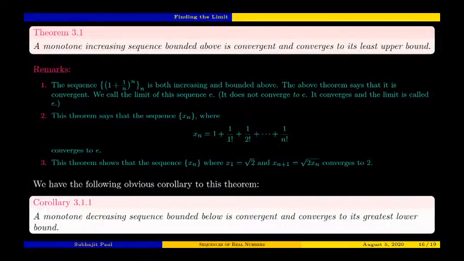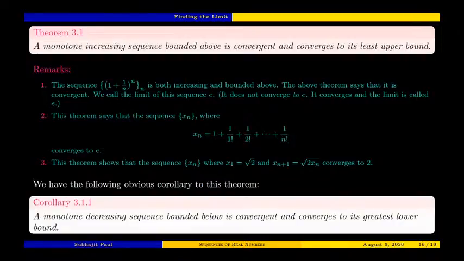So we have the following result for monotone sequences. A monotone increasing sequence bounded above is convergent and converges to its least upper bound. This result we have also already seen in the last semester. This theorem actually gives us a way to find the limit. You take the sequence, if it is a monotone increasing sequence, you find the least upper bound of it, and that will give you the limit of that sequence. So this is how we find the limit of a sequence.